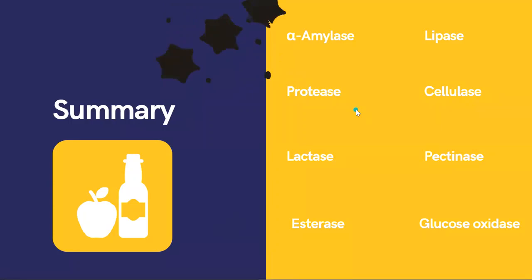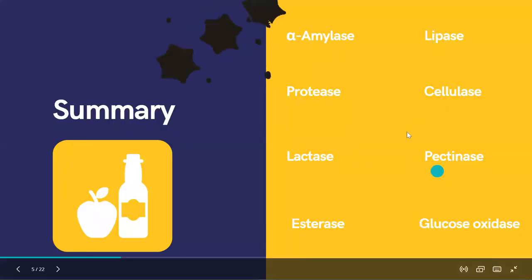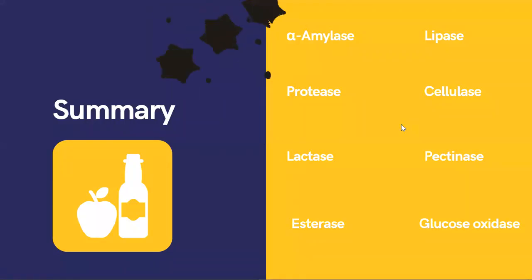Yes, microbes produce enzymes, guys. Someone has asked me the question of how enzymes are produced. Microbes eat the food and they produce the enzymes, right? So we'll be going through alpha amylase, protease, lactase, esterase, lipase, cellulase, pectinase, and glucose oxidase. So moving to the next slide.